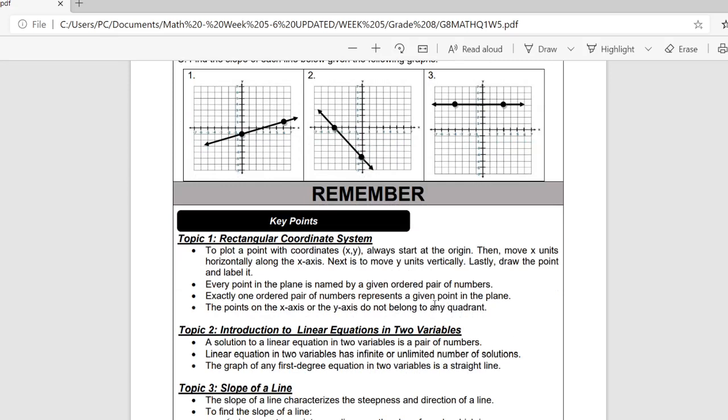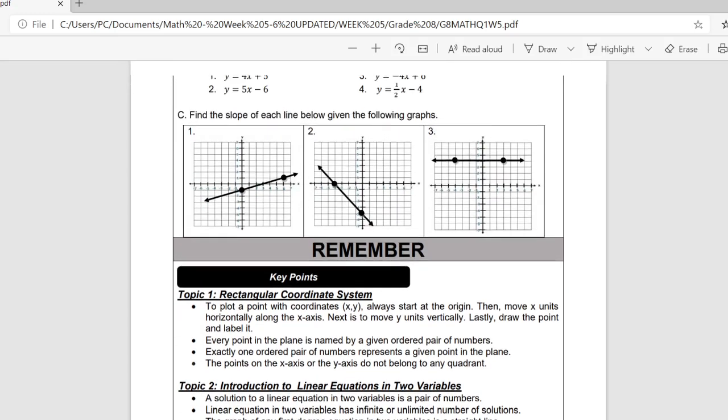Remember that in the rectangular coordinate system, to plot a point with coordinates x, y, always start at the origin, then move x units horizontally along the x-axis. Then next is to move y units vertically. Lastly, draw the point and label it. Every point in the plane is named by a given ordered pair of numbers. Exactly one ordered pair of numbers represents a given point in the plane. And a point on the x-axis or the y-axis does not belong to any quadrant.